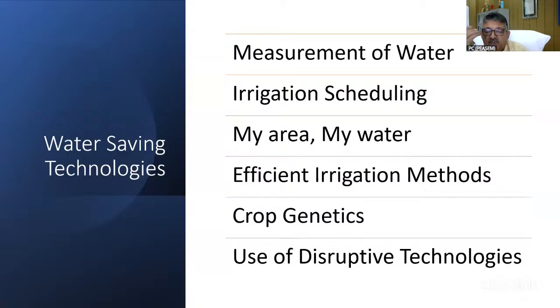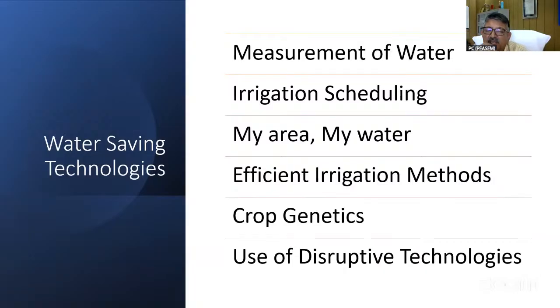And of course, when we talk of innovative water-saving technologies, the main point is we must be able to measure the water. Still, if we go to the rural side, this is lacking. Irrigation scheduling is still done on thumb rules. We are not adopting the advanced methods of irrigation scheduling.